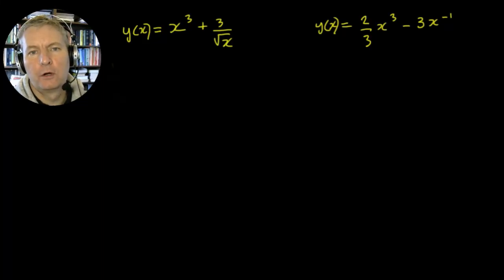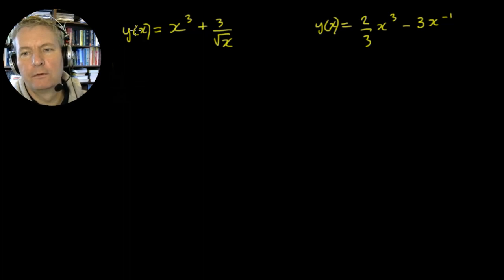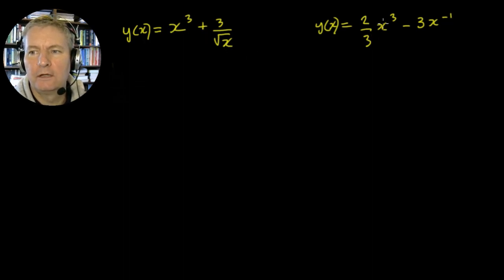Let's work through another couple of examples of differentiation, but this time we'll use the Leibniz notation. So let's say we have two functions: y of x equals x cubed plus 3 upon root x, and y of x equals 2 upon 3x cubed minus 3x to the minus 1, and we're going to differentiate these. First of all, we want to put this in a form that's better for differentiating. We don't want any factors of x on the bottom line, we want everything on the top line.